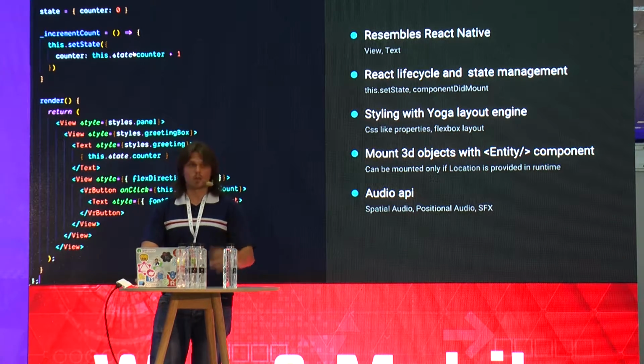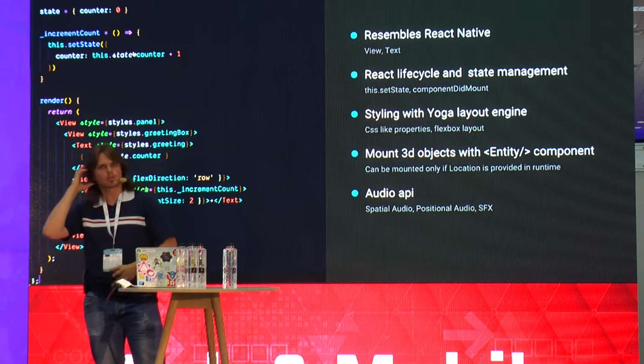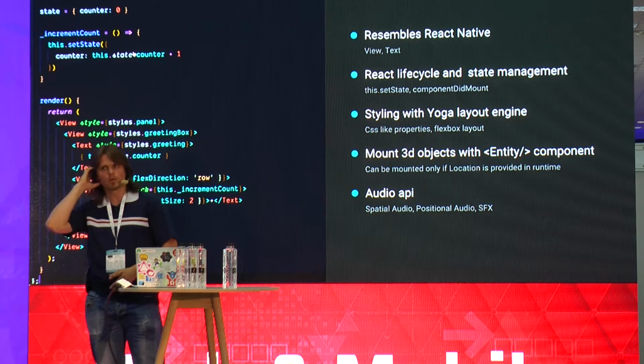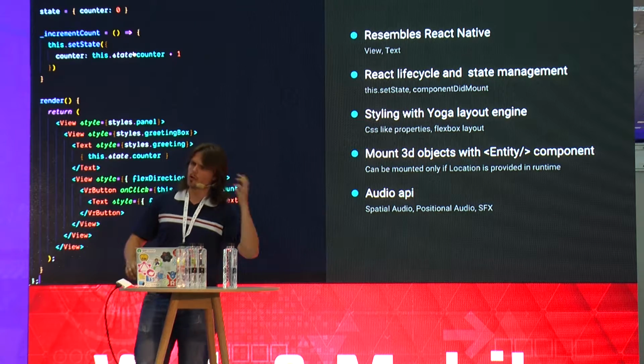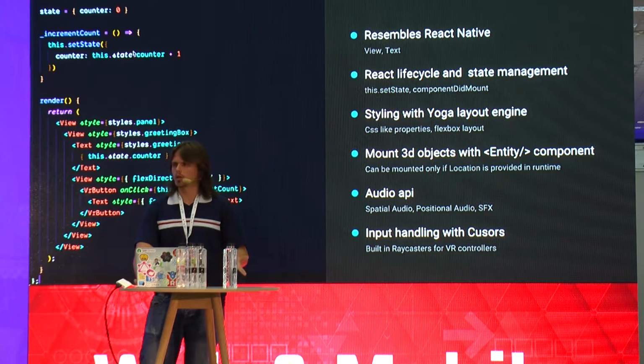You have audio. You have spatial audio, meaning if you are close to the object on the right, you will hear from the right headphone. If you are close on the left, you will hear from the left headphone. We can handle input with cursors or with our VR controllers.